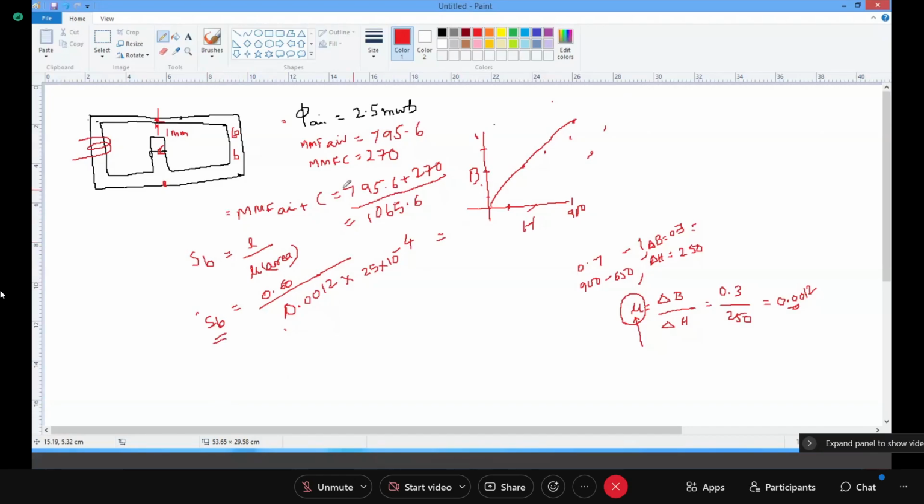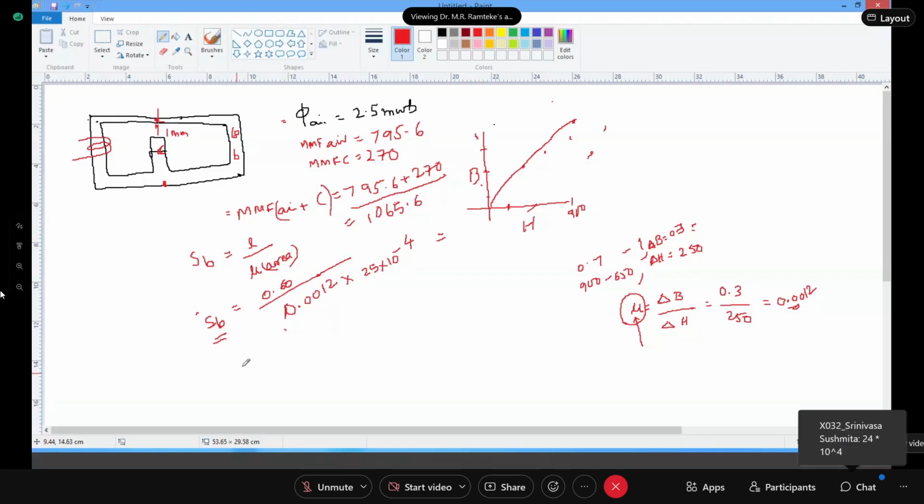Twenty into 10 to the power 4. Put it in a chart. 20. Put it in a chart. Okay.